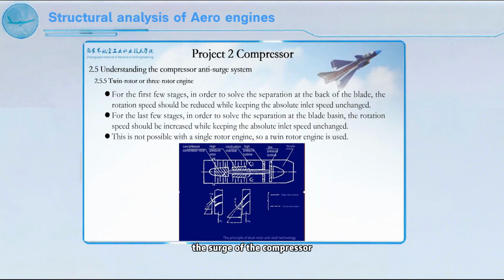The surge of the compressor is generally caused by working at a low conversion speed, so the surge usually caused is the front surge and rear vortex type surge. For a twin rotor engine, in order to solve the separation at the back of the blade, the speed should be reduced when the absolute inlet speed remains unchanged, so a low pressure compressor is used. For the latter stages, in order to solve the separation at the blade basin, the speed should be increased when the absolute inlet speed remains unchanged, so a high-pressure compressor is used. This is impossible for a single rotor engine, so a twin rotor engine is used.